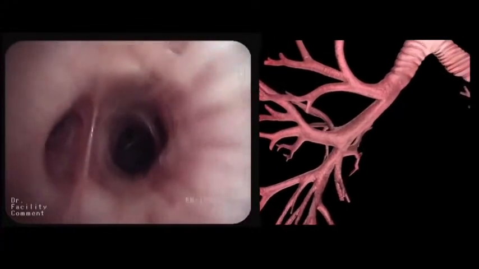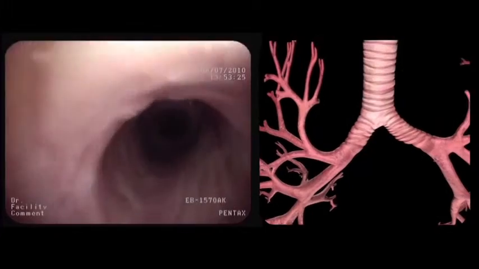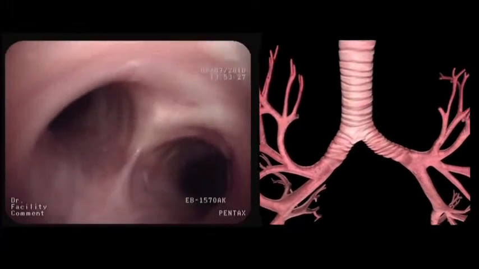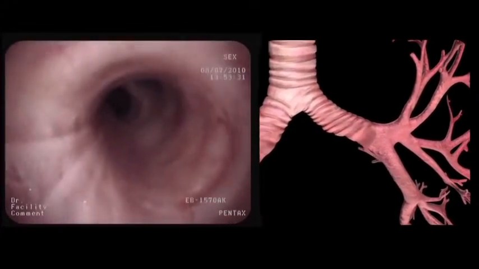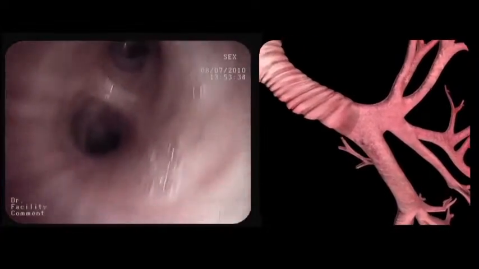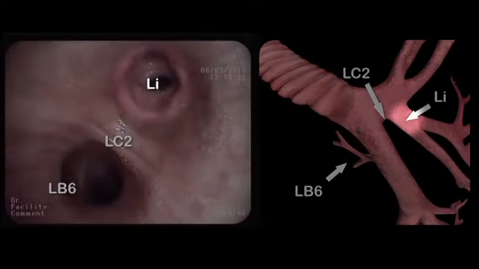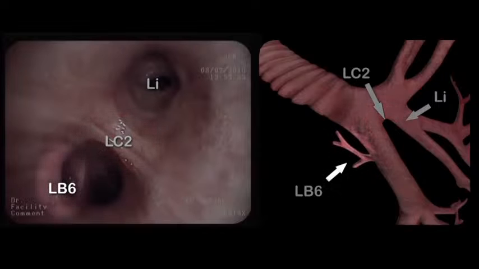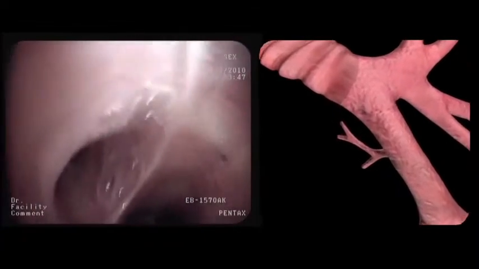After inspection of the basal branches, the bronchoscope is then slowly retracted up to the level of the main carina. After rotating 90 degrees counterclockwise, we enter the left main bronchus, which is significantly longer than the right main bronchus. At the end of the left main bronchus, we can identify the orifice of the lingula, the left carina 2, which separates the upper and lower lobe, and the apical segment, or LB6, of the lower lobe.